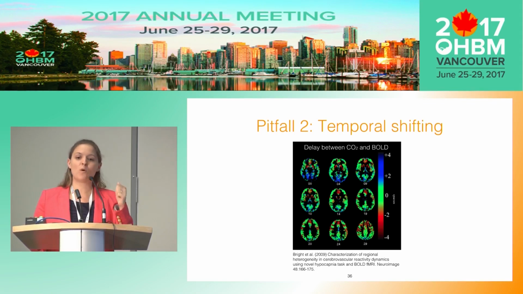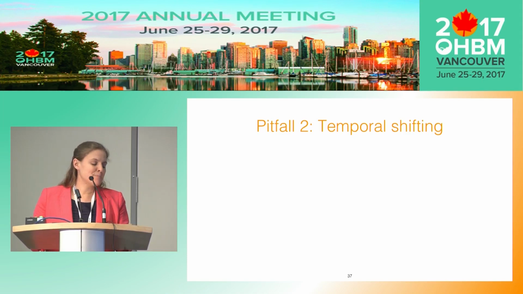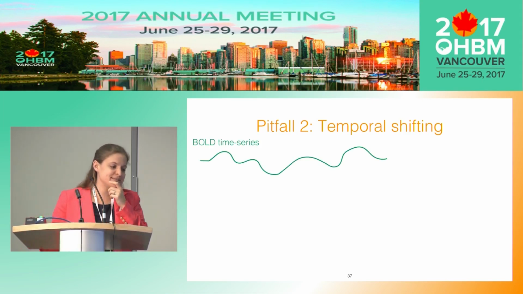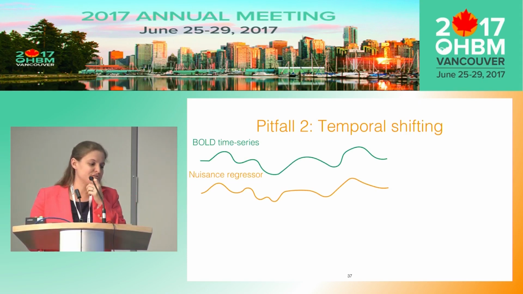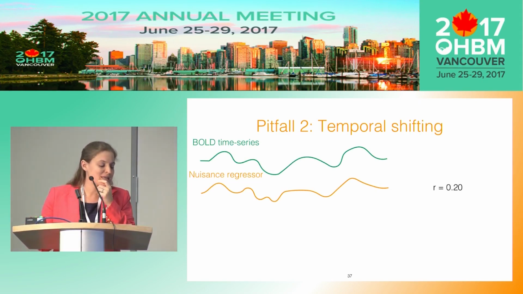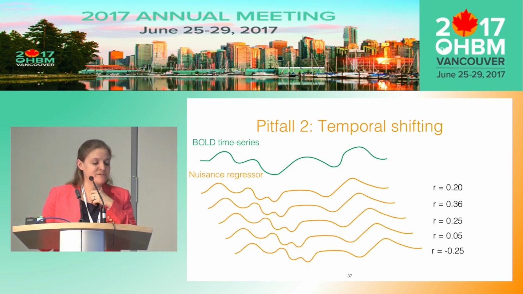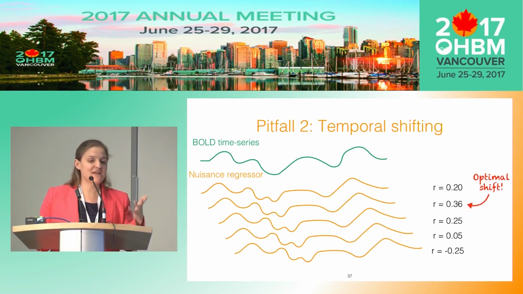So you don't want to just use one regressor in every voxel, you want to optimize it. But this leads you to some issues. Let's look at this conceptually. Here's our BOLD time series. And then here, say, is a nuisance regressor, which originally has a correlation value of, I don't know, like 0.2 or so. And then we look at optimal shifts of this nuisance regressor. And we see that the correlation values then vary. And we might say, okay, the maximum correlation there is that second one, correlation of 0.36. That's our optimal shift. Let's use that regressor.